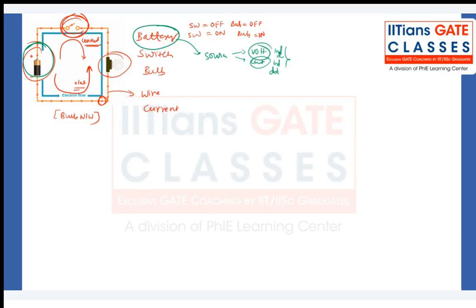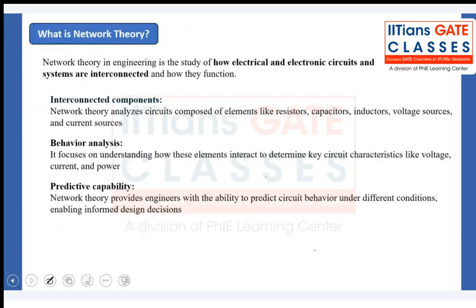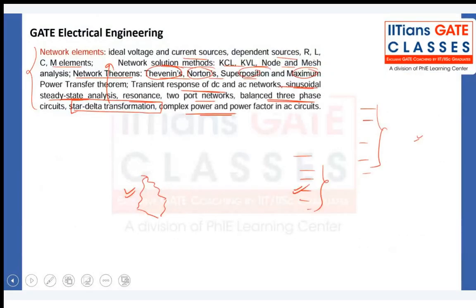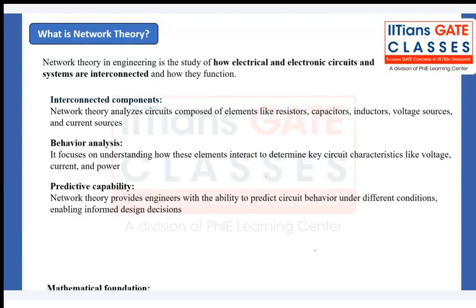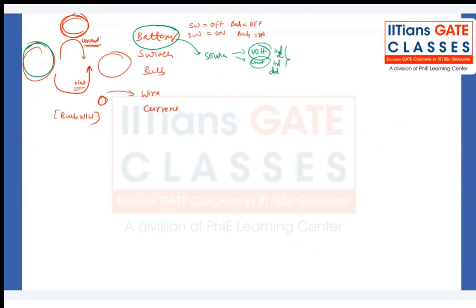So when you start your network analysis, the first thing you have to study is your source. That's why, when I told you about your syllabus, you always start with voltage and current sources: independent, dependent, ideal, practical. Did you understand? Why are we studying voltage and current sources first? Because without them, your circuit will not operate. So voltage and current sources are the first thing we have to study.